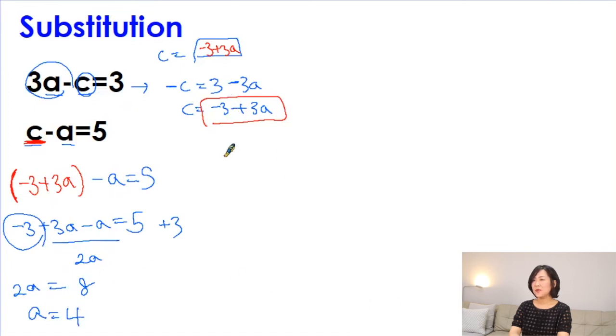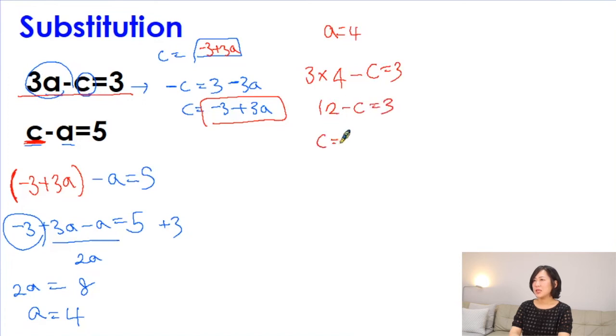Since a is 4, let's go back to our equation. I'm going to put 4 inside the first equation. So instead of a, I'm going to put 4. 3 times 4 minus c equals 3. Then 12 minus c equals 3. So let's see, c can be 9. Right? So we've got a pair of solutions: a equals 4 and c equals 9.